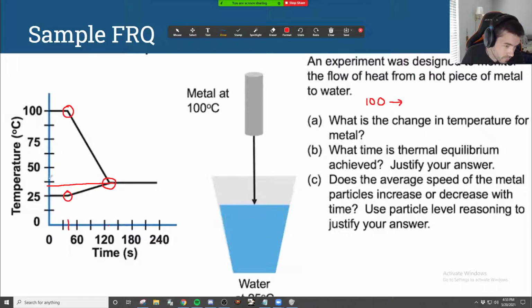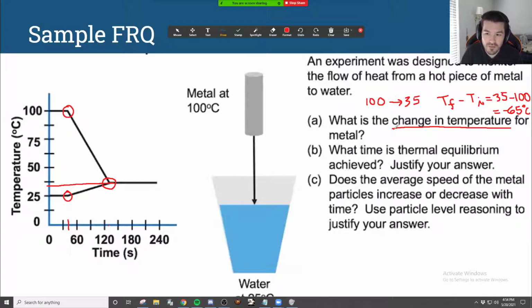What is this? This is 37.5, so maybe 35. Okay. What is the change in temperature? I guess technically we should be doing the final minus the initial. So this would be 35 minus 100, which would be negative 65 degrees Celsius. That makes sense. The change in temperature is negative 65.